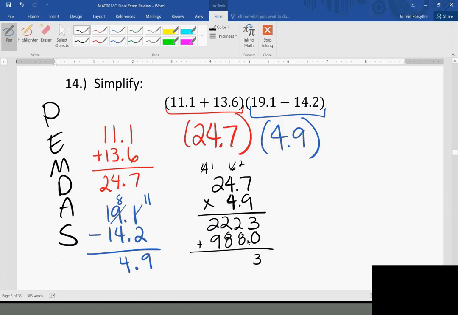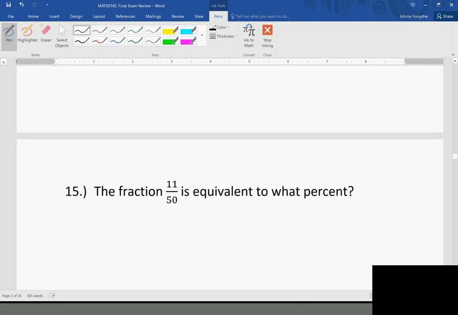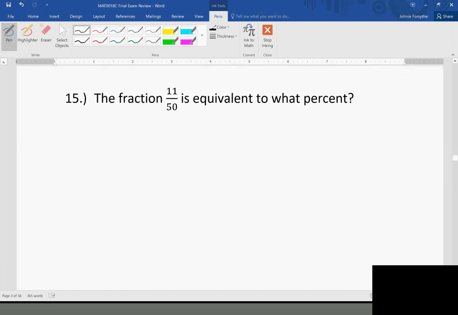3 plus 0 is 3. 2 plus 8 is 10. 0, carry the 1. 2 plus 8 is 10, plus that 1 is 11. Carry the 1. Then 1 plus 2 plus 9 is 12. Now, we can't forget those decimals. So we had 2 decimal places. So we're going to move 2 decimal places in the answer. So the final answer is going to be 121.03.